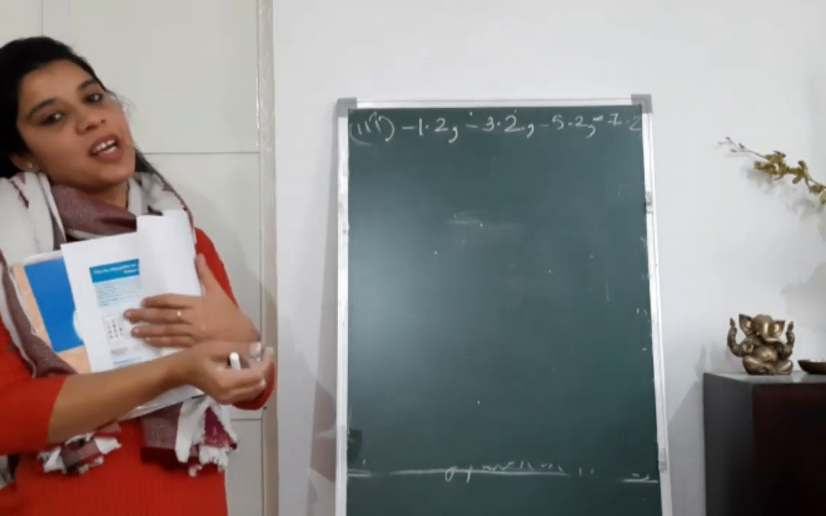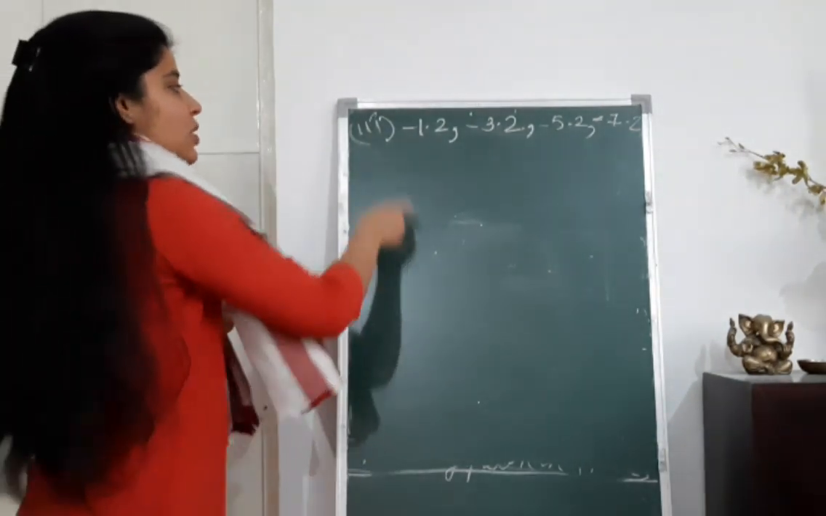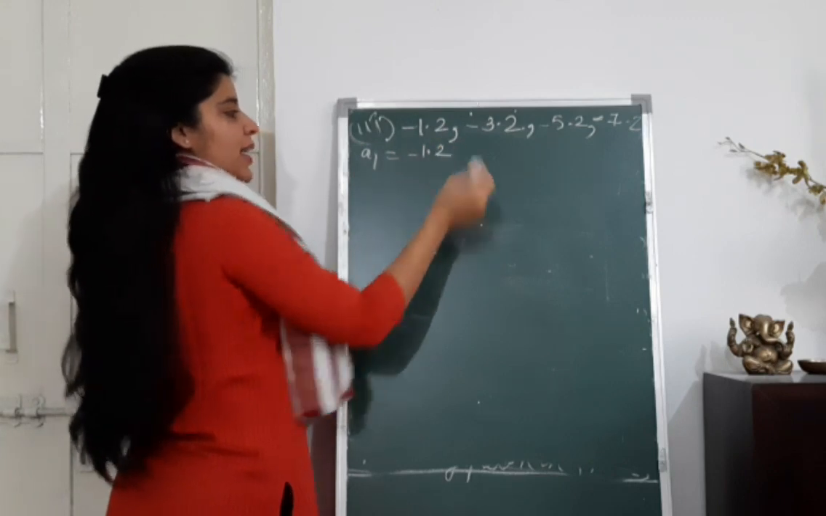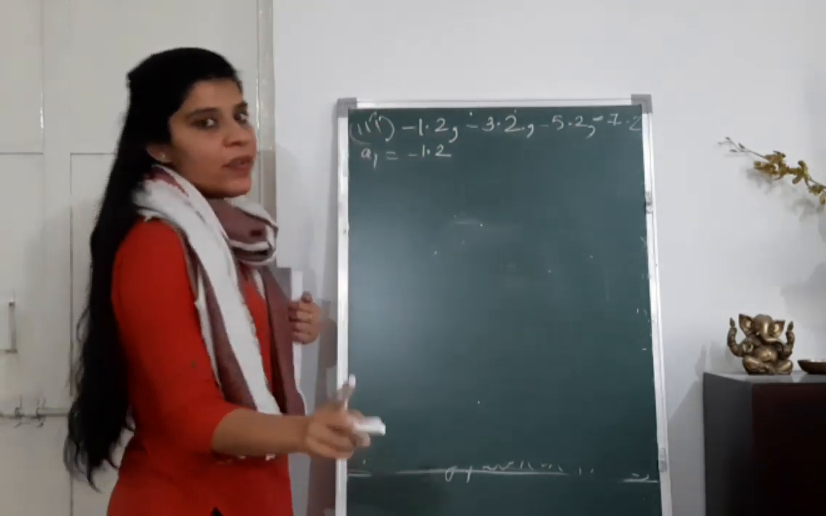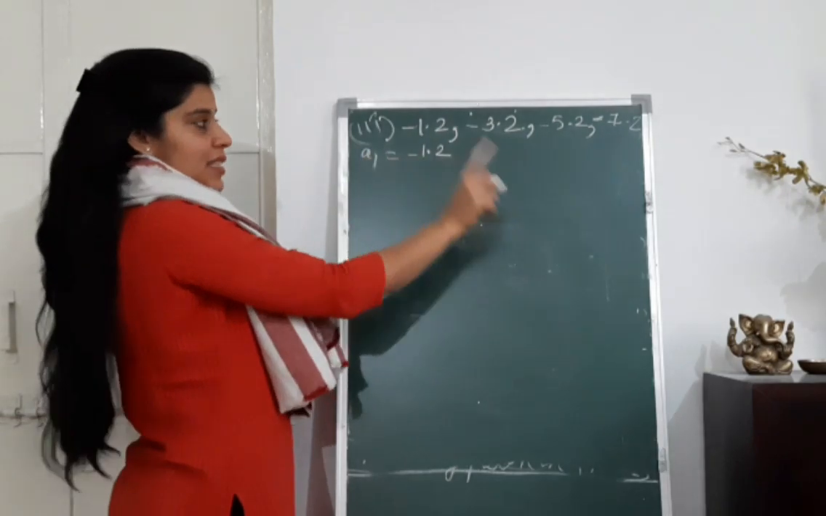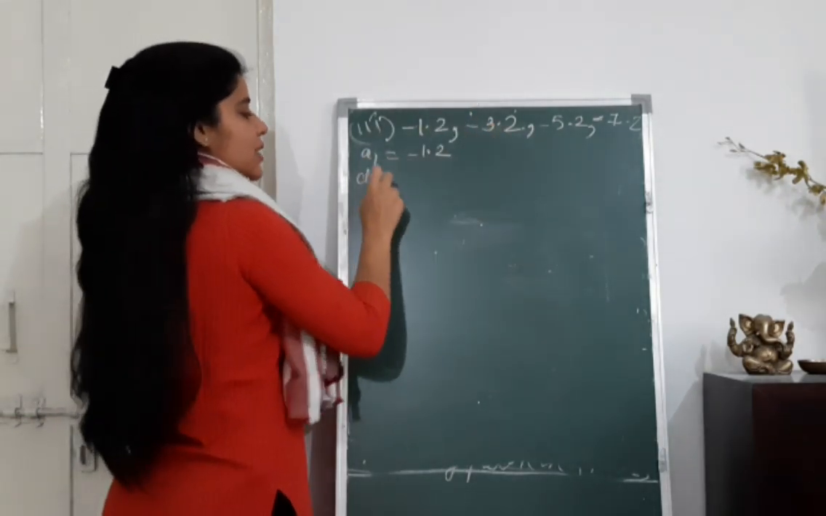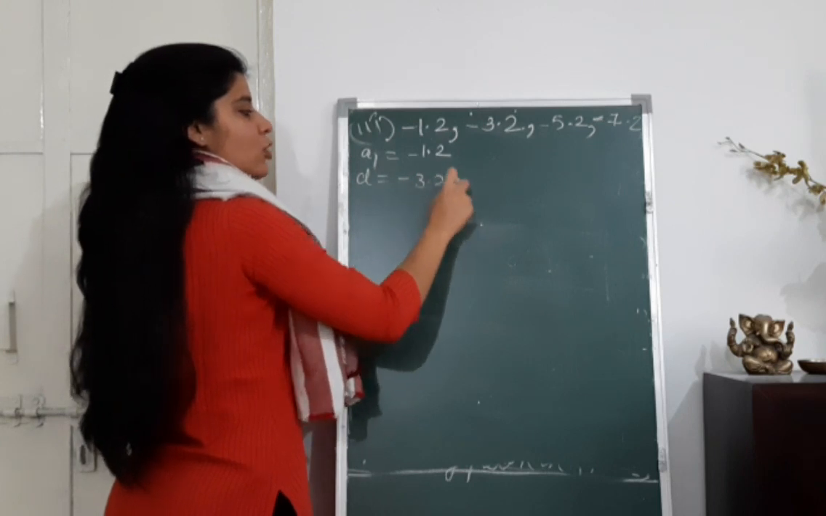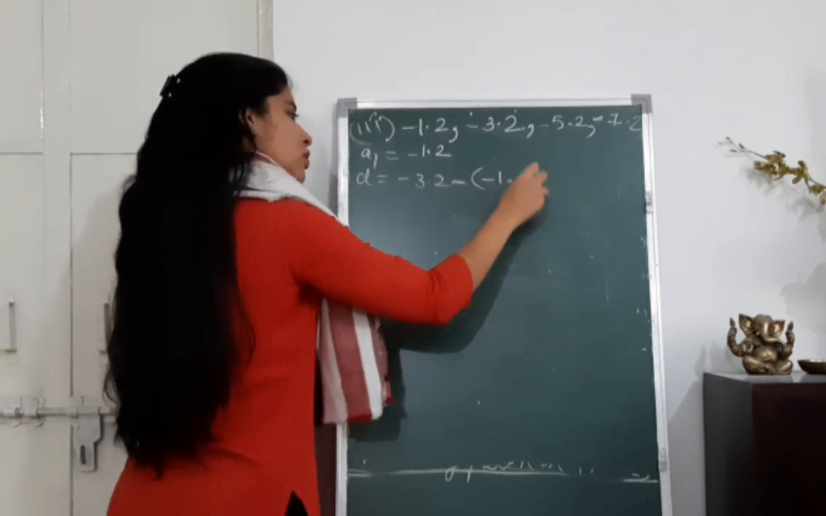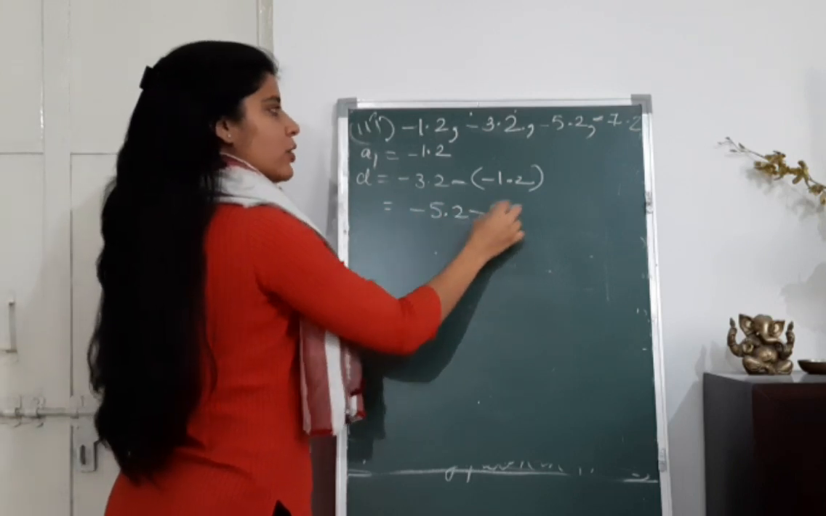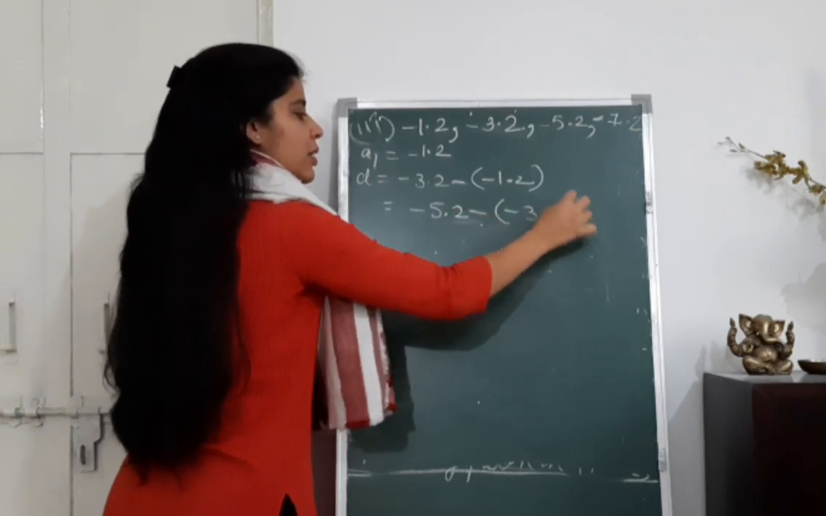Again, how many terms are given here? You are given 4 terms. So clearly A1 is equal to minus 1.2, if it is an AP. Only if it is an AP. Let's check whether it is an AP or not. D is equal to minus 3.2 minus 1.2, which should be equal to minus 5.2 minus 3.2.